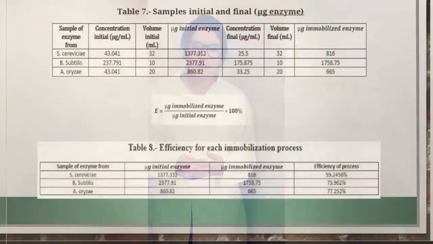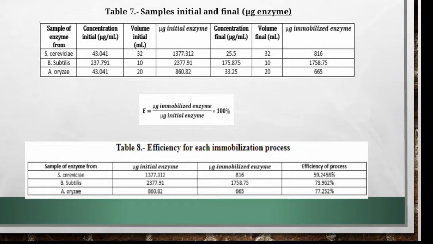For each balance, we made a global balance applying the general equation of balance for the enzyme that interacted in the process. When we got the global balance in the next table, we calculated the micrograms of enzyme of the initial and final sample. For the calculation of efficiency, we use the following equation. In table 8 are the results of the efficiency of each process.